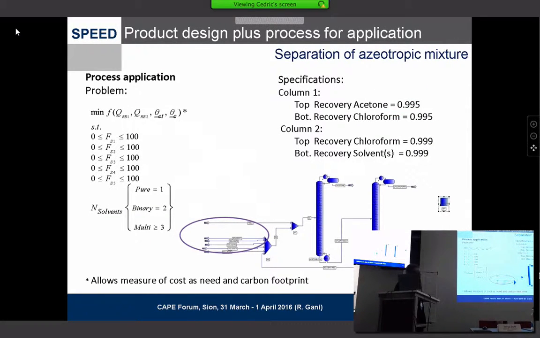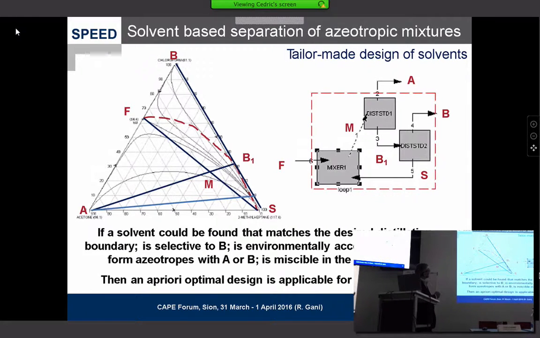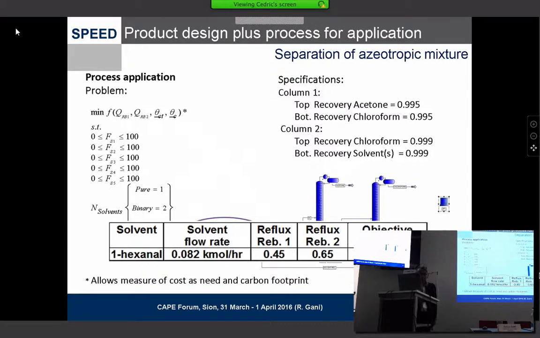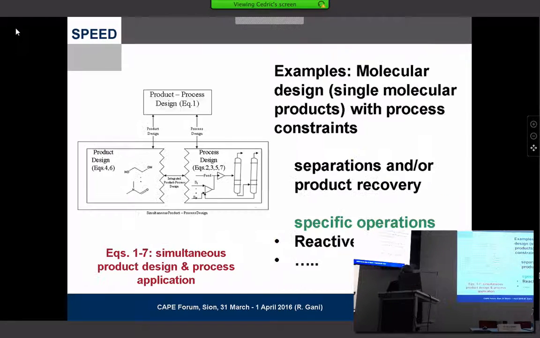And in the case of this separation, which was acetone chloroform, we can also find not one solvent, but several solvents, and then set up an optimization problem to find the best solvent, either pure or mixture. The optimization then will give us the solvent, together with all the energy required. And this is one of the solutions.